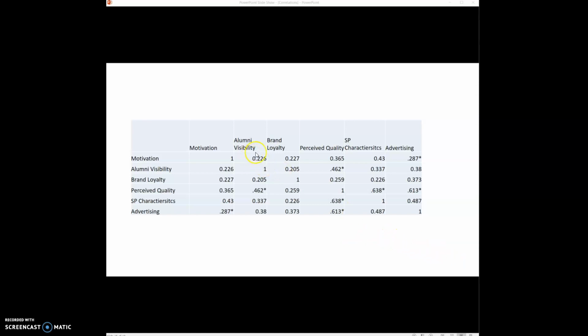The other thing that you'll notice is this area up here is a mirror image of this area down here, because the correlation between alumni visibility and motivation is the same as the correlation between the motivation and alumni visibility. So very often this will be removed.